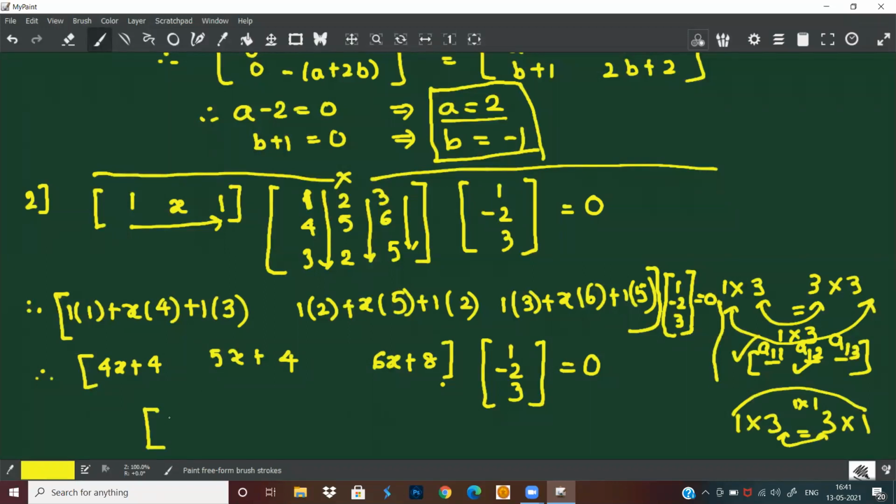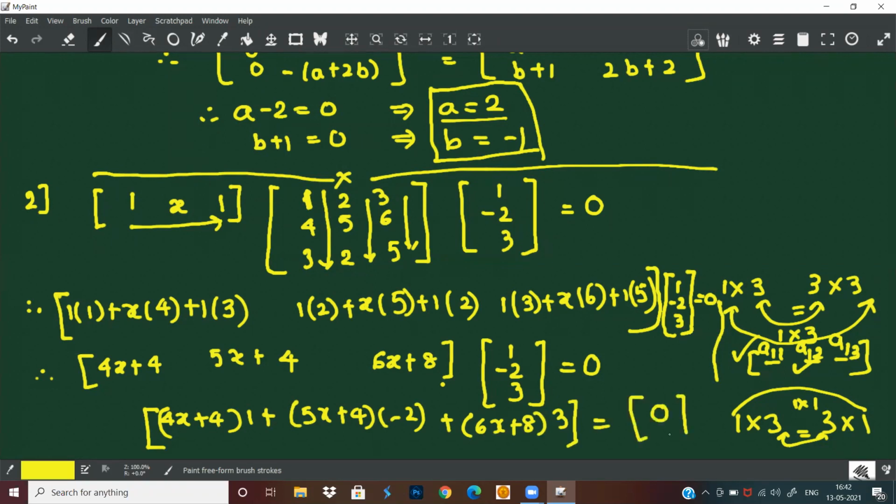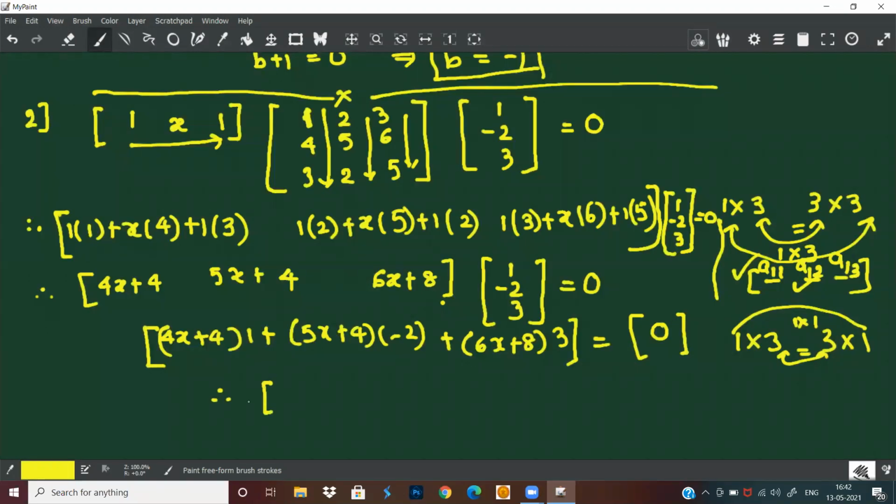So it is this into this. So 4x plus 4 into 1 plus 5x plus 4 into minus 2 plus 6x plus 8 into 3 is a single element, equal to the one element of the null matrix. See, this is a null matrix and its order is 1 by 1, so a 1 by 1 null matrix comes like this. So this is 4x, this will be 18x, and this will be minus 10x. Correct? So 18x minus 10x, 8 plus 4, this is 12x. This is 24 minus 8, 16 plus 4, 20.